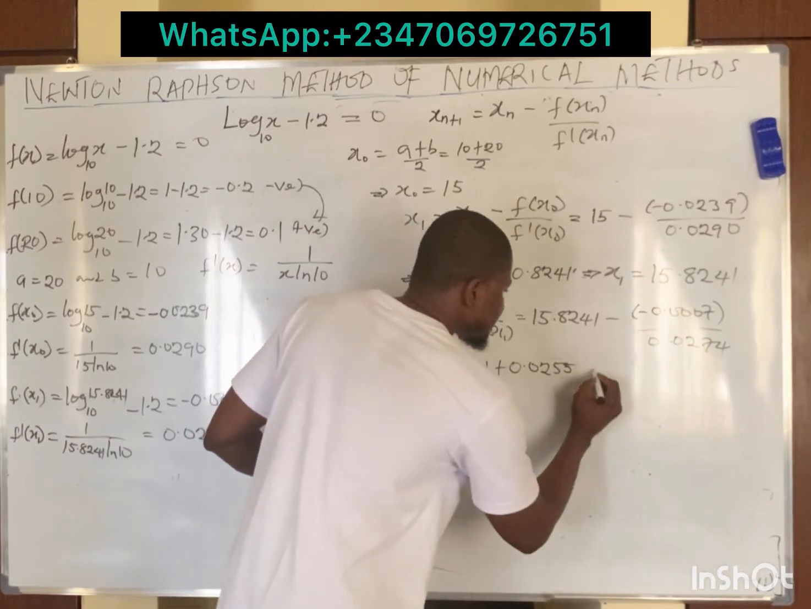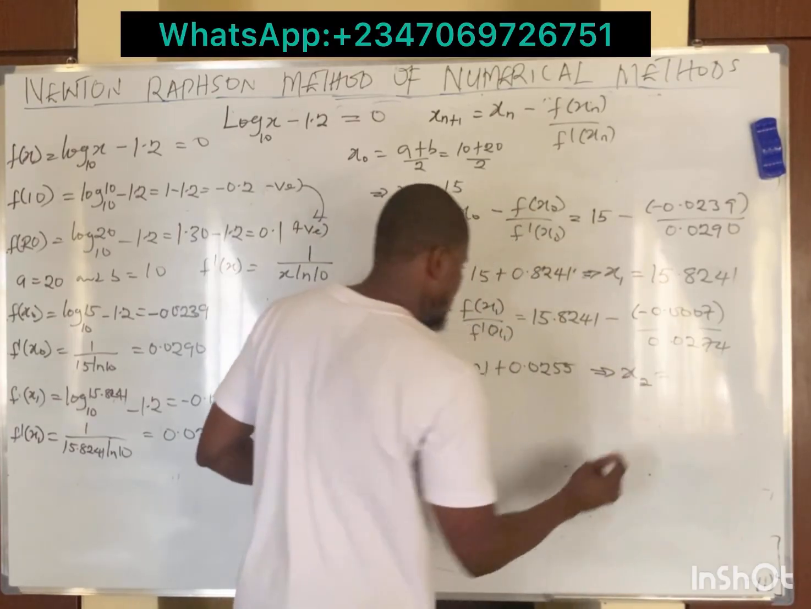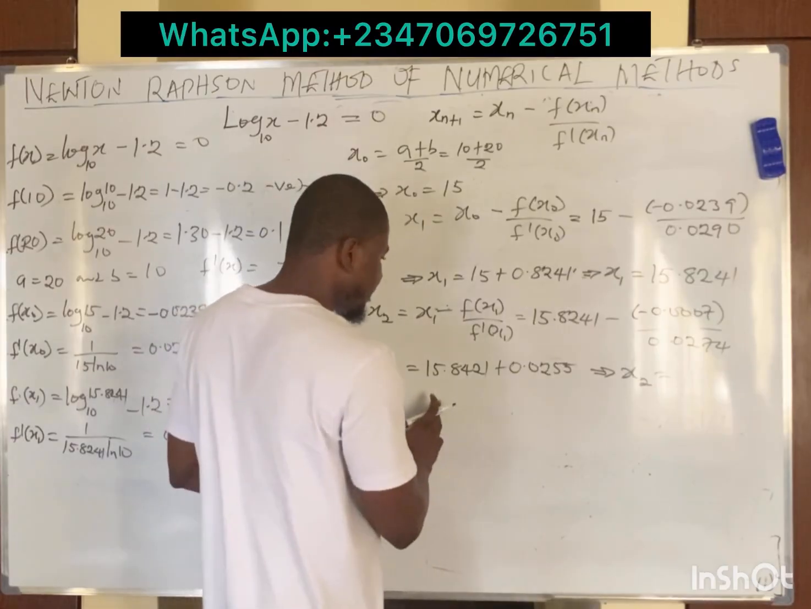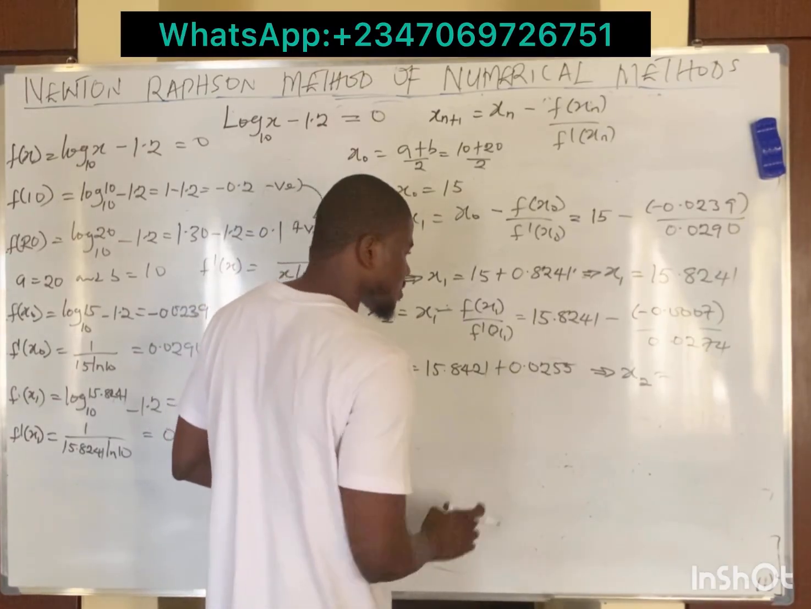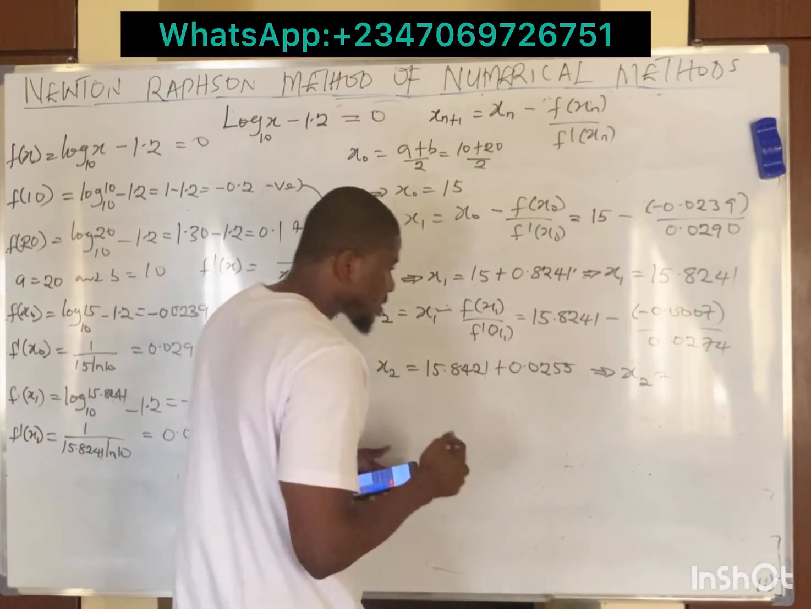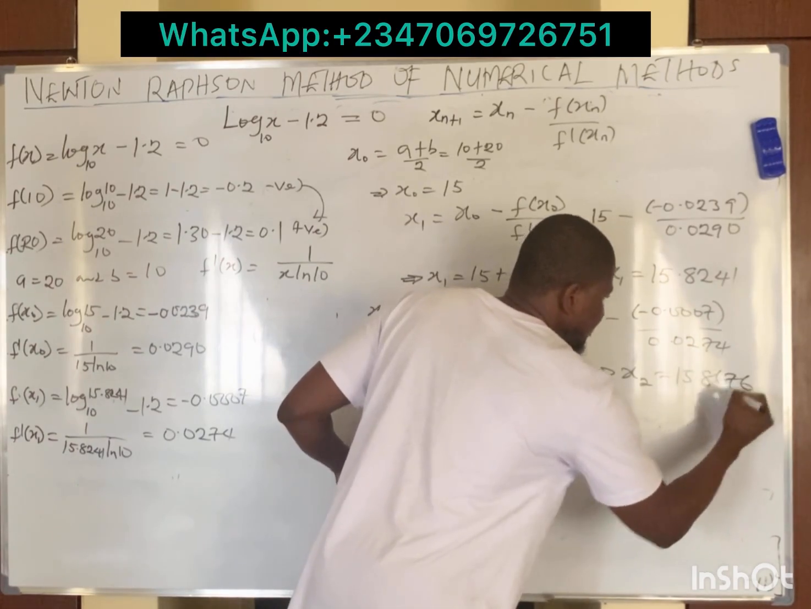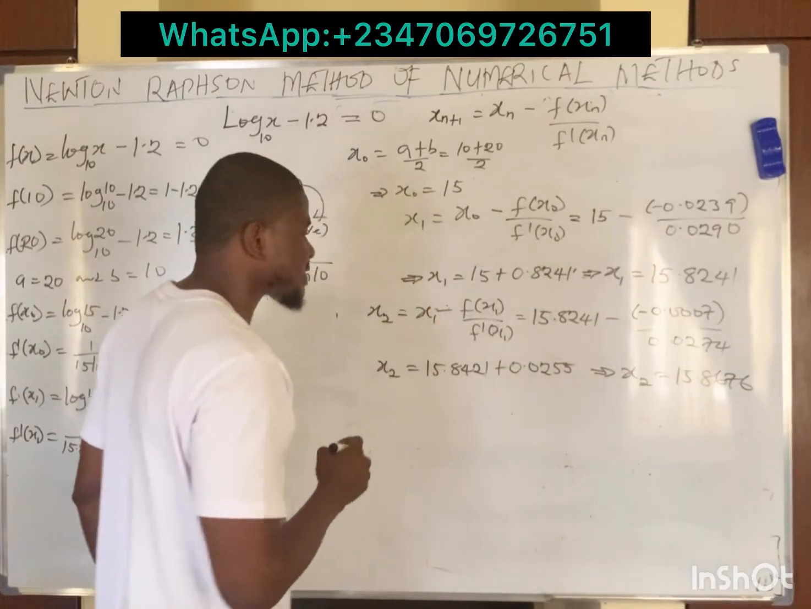So this simply implies that x2, which is the second root, is going to be equal to 15.8241 plus 0.0255. That gives us approximately 15.8676. So we have this to be our second root.